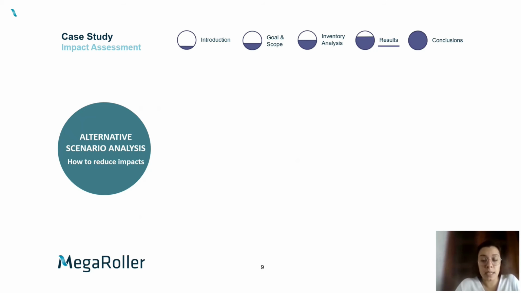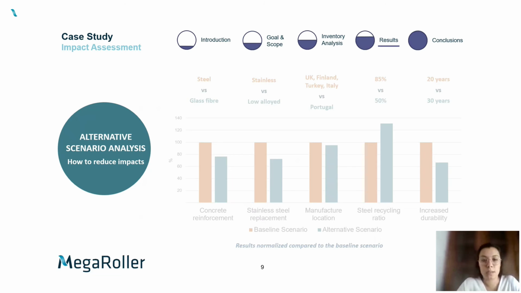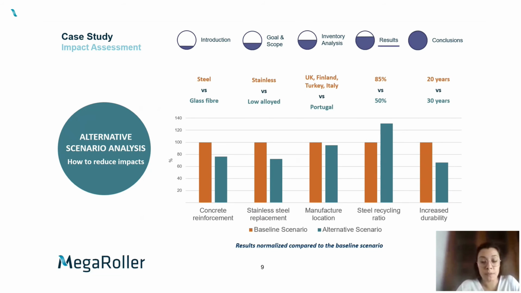In addition to this analysis, and because it was one of the objectives of this task, we also carried out an alternative scenario analysis to try to identify the less carbon intensive design and process choices. So in this case, we decided to model 5 different scenarios.